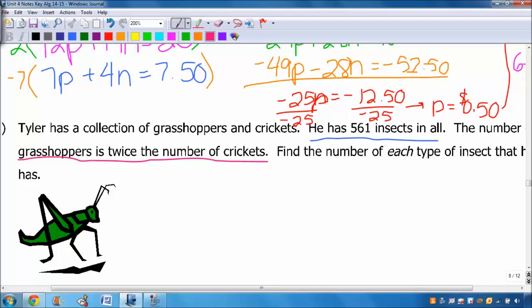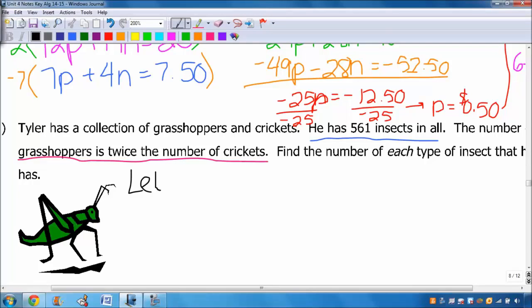So if you guys notice, by the way, I'm specifically color coding this so you can see where these words translate into equations. And I'll explain that a little bit more in a couple minutes. So first of all, you got to ask yourself, what do I need to figure out? Well, I want to know how many of each type of insect he has. I also need to write my let statements. So there are two things that I don't know. I don't know how many grasshoppers and I don't know how many crickets. So I'm going to write my let statements for those two pieces of information.